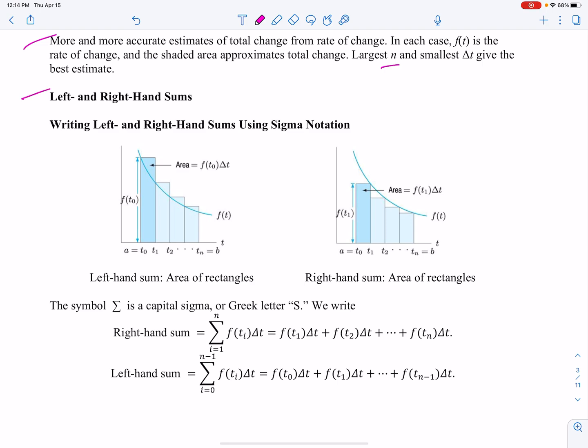Next thing we have are left and right-hand sums. I touched on that just a little bit before. Writing left and right-hand sums using sigma notation. So sigma is this letter right here. It looks like a strange-looking E. It's a Greek letter, sigma. What it means is simply summation. In other words, add it all up. All right, so I'm going to show you this.